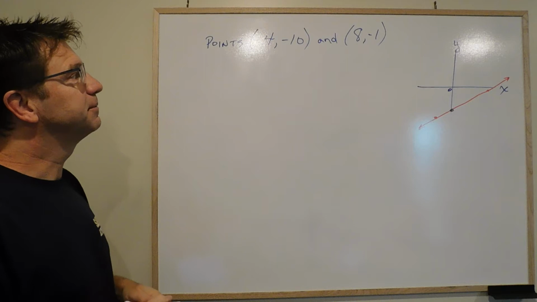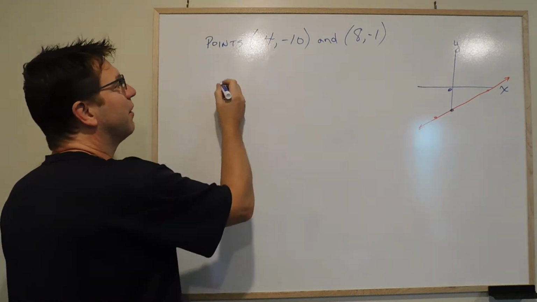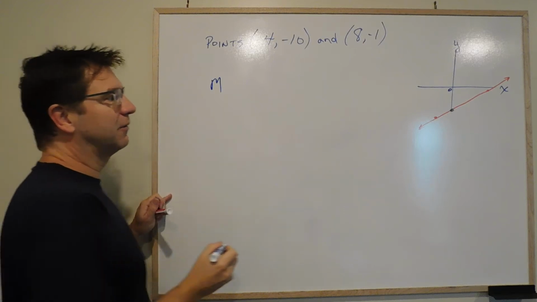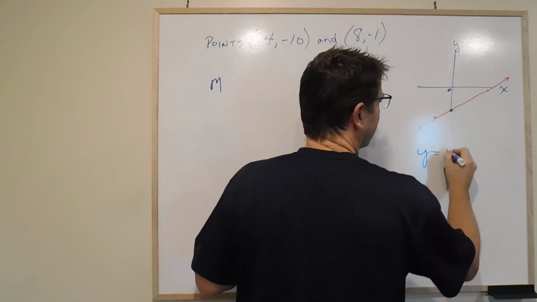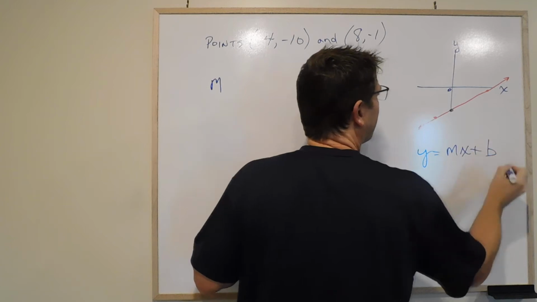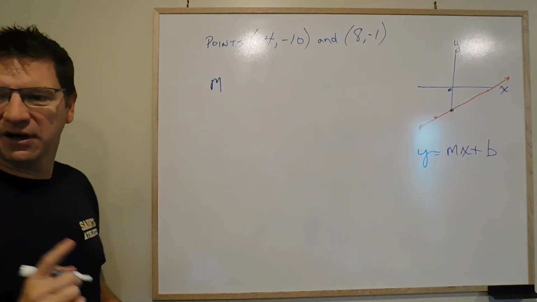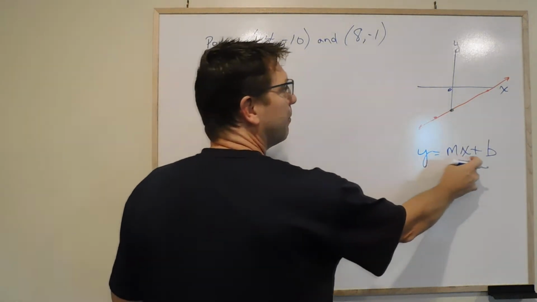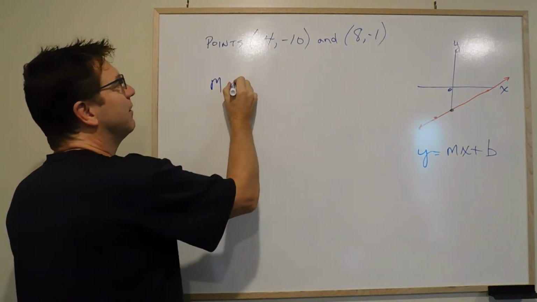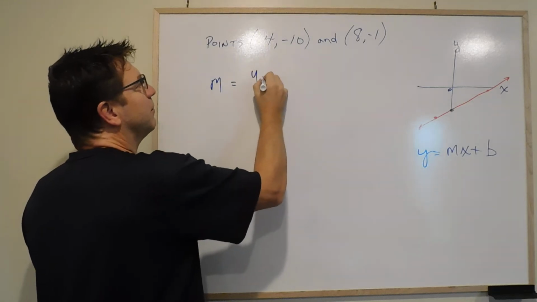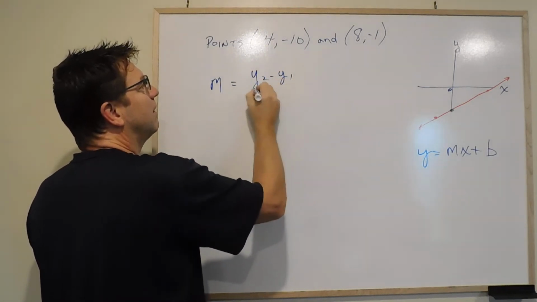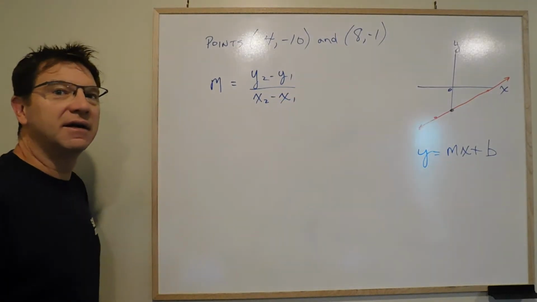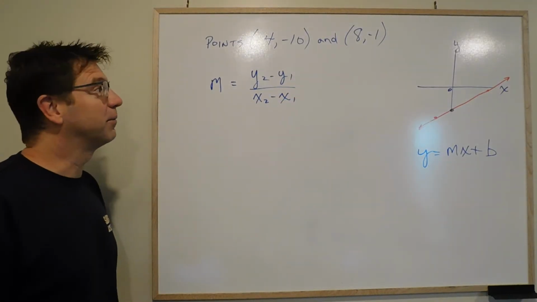So let's get started. To find the slope, remember slope, we generally use m, because we're focused on this: y equals mx plus b. That's our slope y-intercept form. So we need to find the slope and the y-intercept. Now we know that m is equal to y2 minus y1 over x2 minus x1, right? That's the formula to find slope.